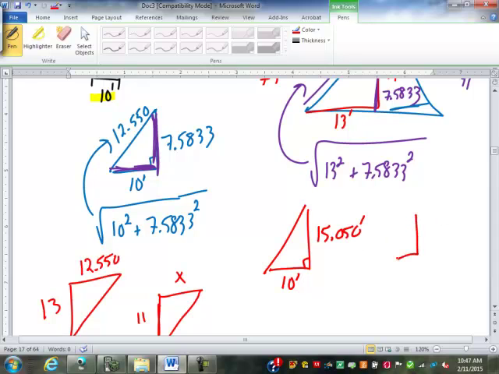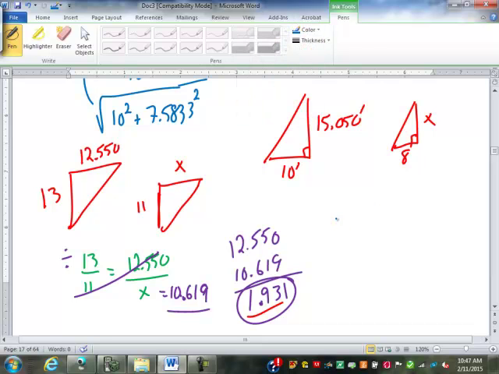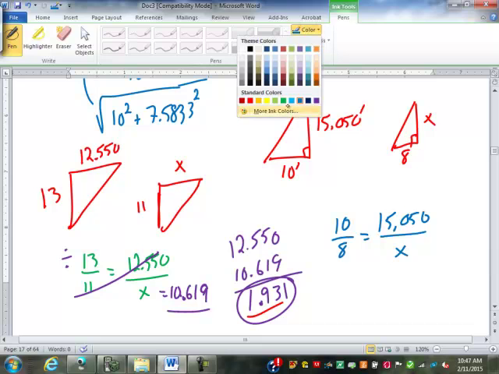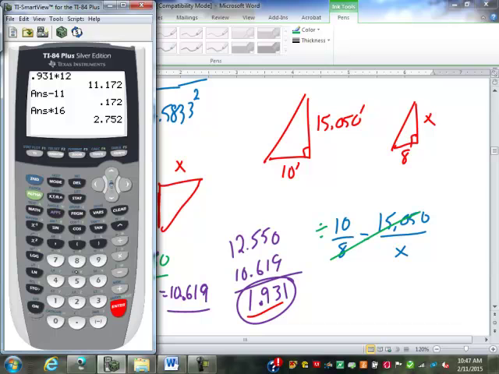And then the next one, of course, is going to be 8 feet, 2 feet less, by X. So 10 goes to 8 as 15.050 goes to X. Cross multiplying and dividing: 8 times 15.050 divided by 10 is 12.04.